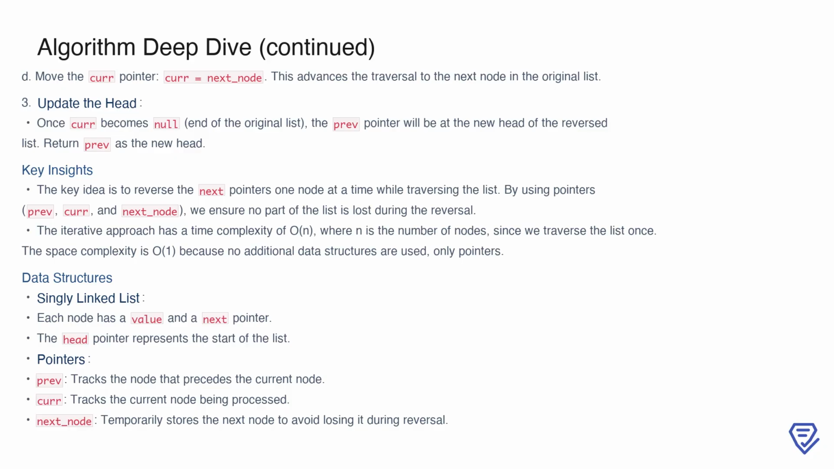When the loop ends, cur will be null, and the previous pointer will point to the new head of the reversed list. At this point, we return previous as the result. This approach ensures that the entire list is reversed efficiently in O(n) time, using only O(1) extra space.